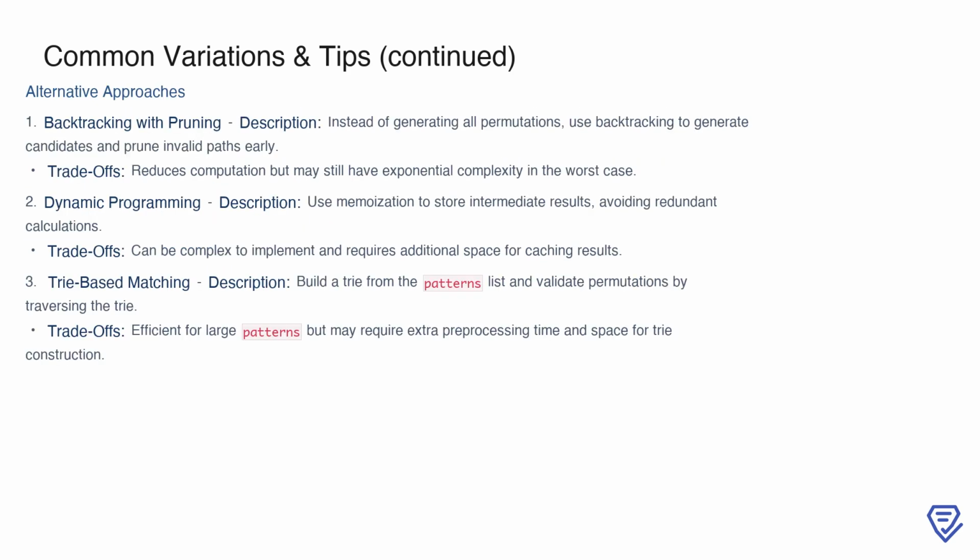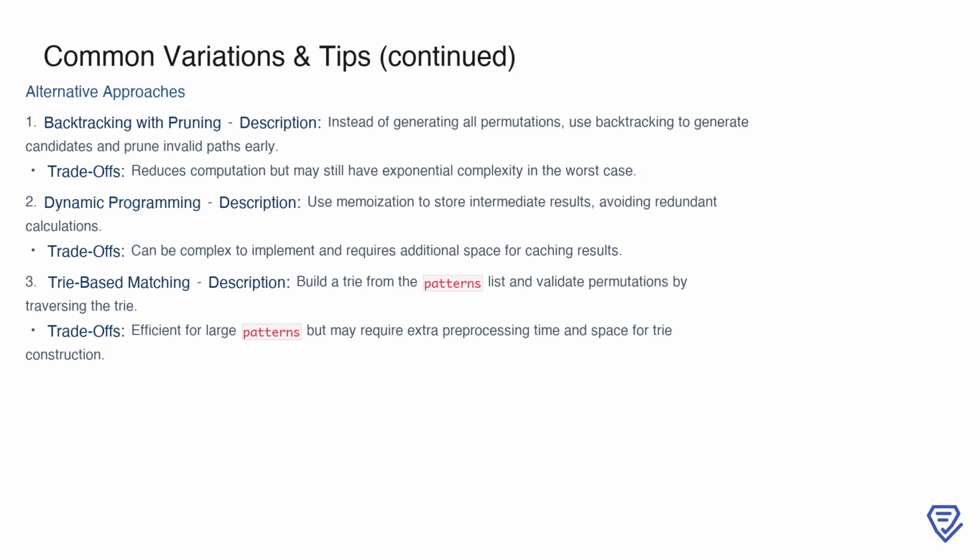There are several alternative approaches you can consider for solving this problem. One is backtracking with pruning, where you generate candidate solutions and discard invalid paths as early as possible. This approach reduces computation, though the worst-case scenario may still involve exponential complexity. Another option is dynamic programming, which uses memoization to store intermediate results and avoid redundant calculations. While efficient, this method can be complex to implement and requires additional memory for caching.